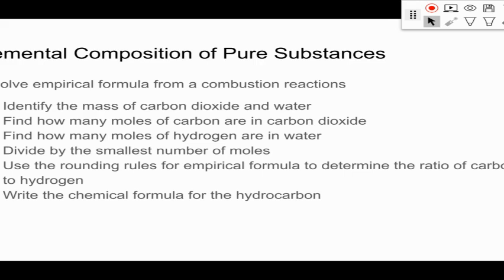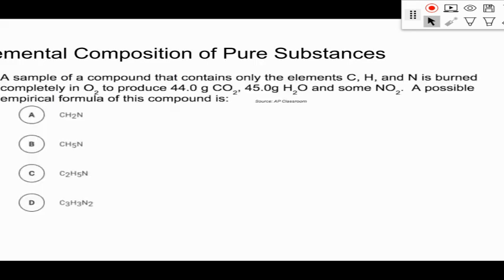And then we still use those rules that we saw yesterday in the last lesson about how to round once you've divided through by your smallest number of moles. And then we write that final chemical formula for your hydrocarbon. Hydrocarbons are always written as C first, then H, and then if O exists, then we put O after that. So let's go ahead and do this problem.